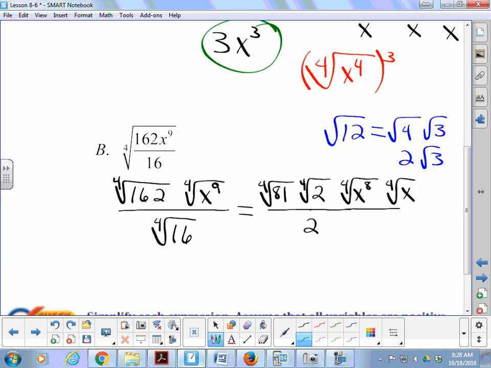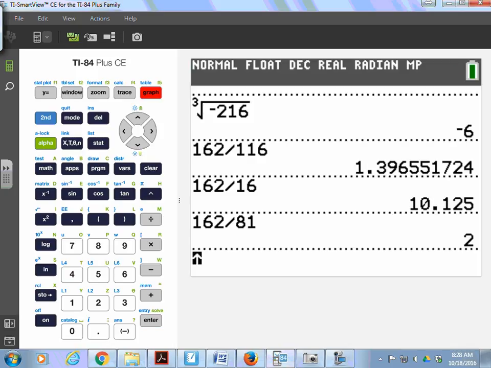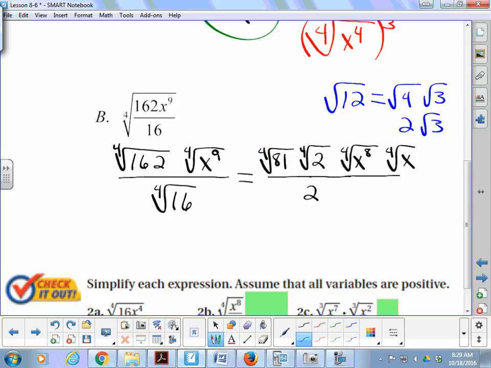X to the 8th times x is x to the ninth. But we want these to match up. All right, so what do we know? The fourth root of 81, we found out that that is 3, right? Fourth root of 81 is 3. So we have in the numerator, we have 3, not 8. Right? And so we focused on this part first, right? Because I know that value is 3.